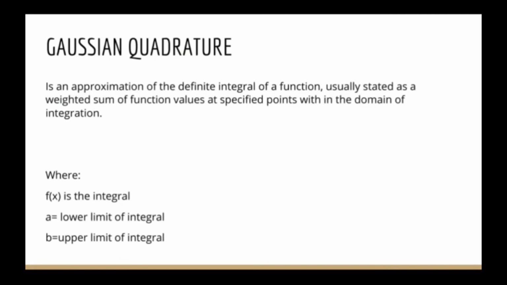A Gaussian quadrature is an approximation of the definite integral of a function, usually stated as a weighted sum of function values at specified points within the domain of integration. So I equals the integral from a to b of f of x dx, where f of x is the integrand, a is the lower limit of the integral, and b is the upper limit of the integral.